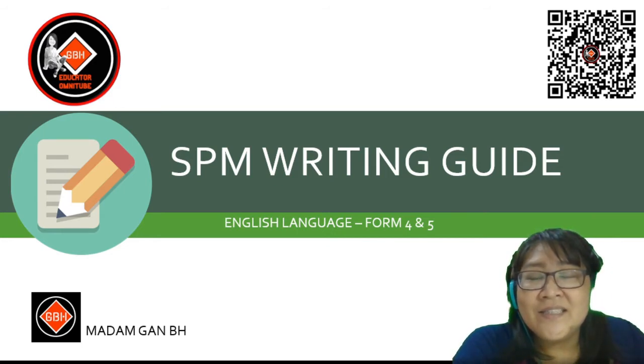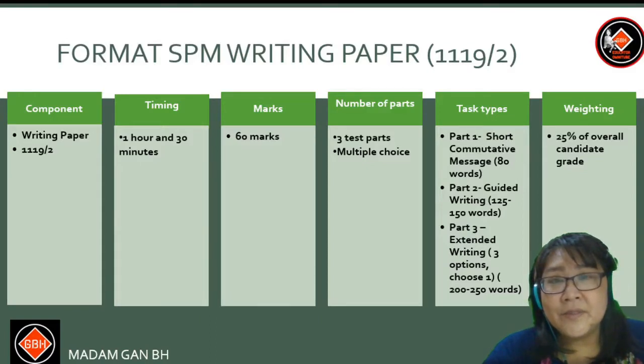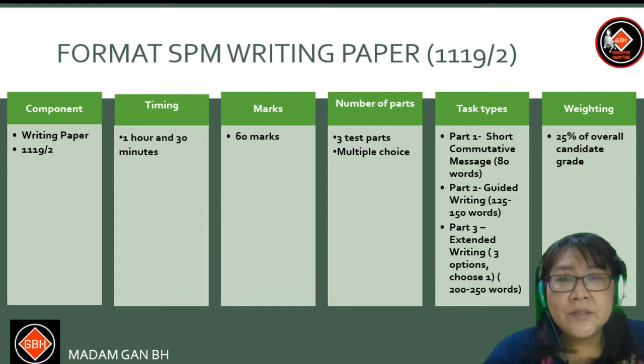Today, the topic is on SPM Writing Guide, and this is for Form 4 and Form 5. Let's start by looking at the format for the SPM writing paper. The code is 1119-2. Here we have the components. This is a writing paper.